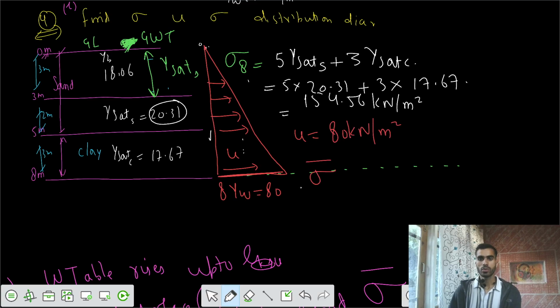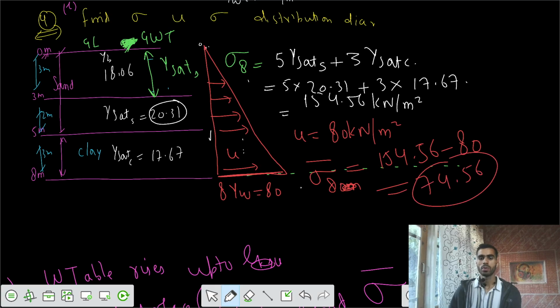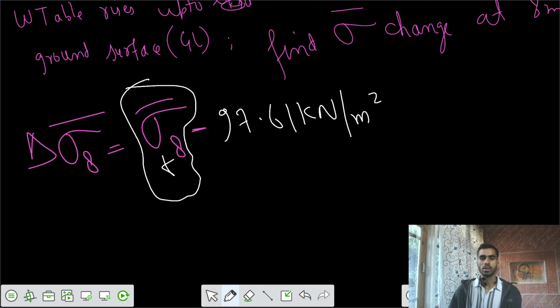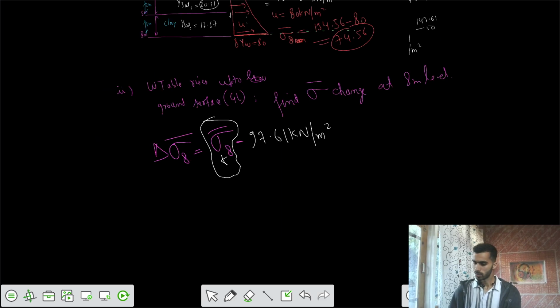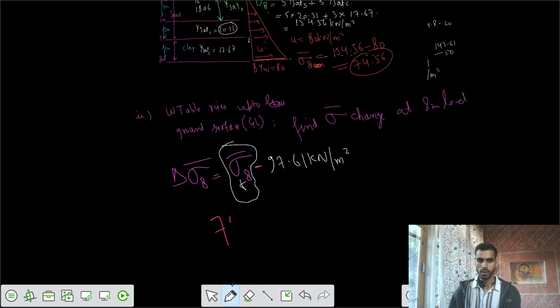So what is the effective stress at that 8 meter level? That's actually the difference of the two. So that's 154.56 minus 80, that is 74.56 kilonewton per meter square.